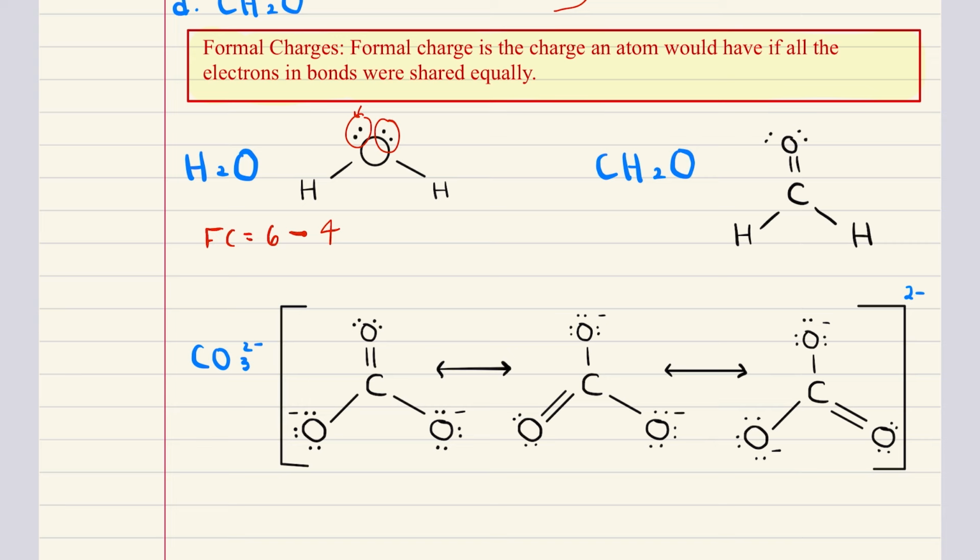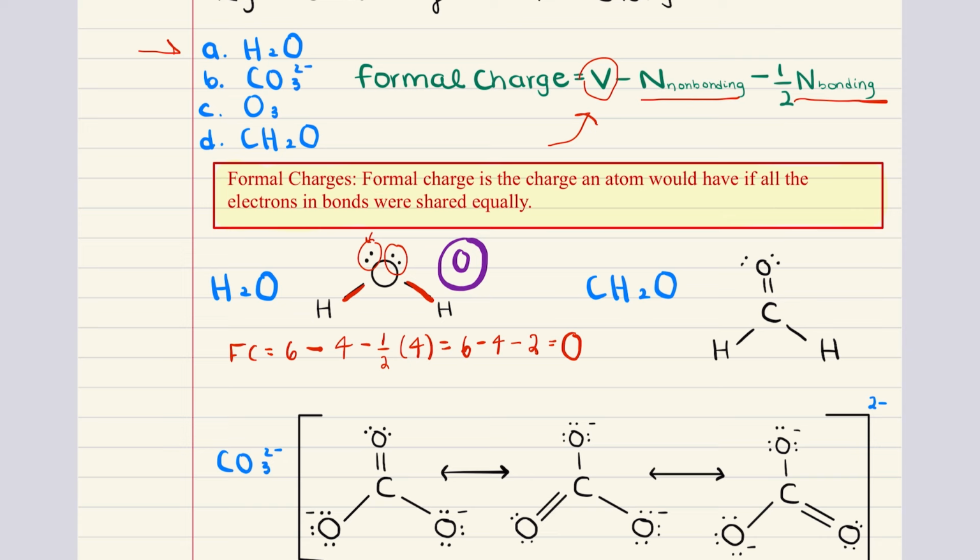Oxygens have 6 valence electrons, and we're going to subtract from that 6 the number of non-bonding electrons. So we have 2 lone pairs, which means we have 4 non-bonding electrons. So we have 6 minus 4 minus 1/2 the number of bonding electrons. We form 2 bonds, and there's 2 electrons per bond, so that is a total of 4. So what we have here is 6 minus 4 minus 2, and that gives us a charge of 0. So the formal charge on the oxygen atom in water is going to be 0. Let's write that out in purple, and we're going to keep that in mind. Now, the next answer choice is the carbonate ion, CO3 2-. Now, this is really interesting because we have a charge that's associated with the molecule that is given to us in the answer choice.